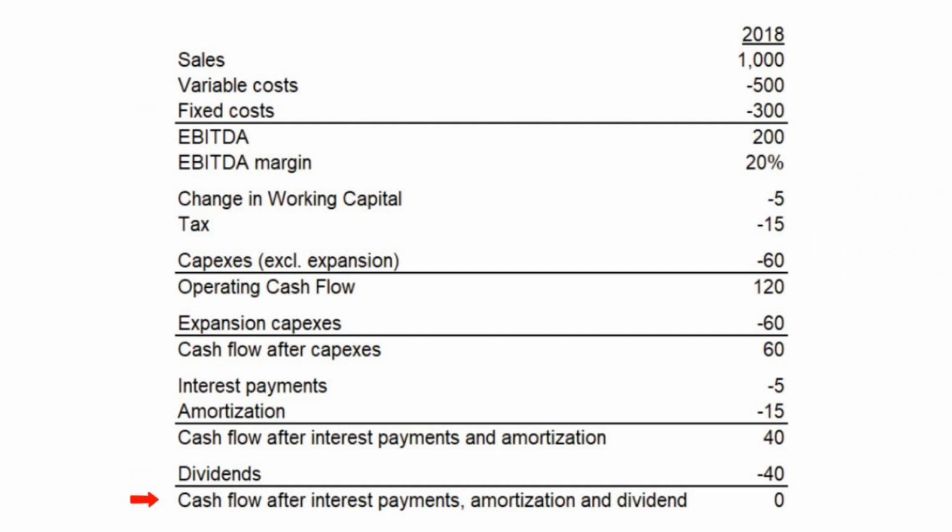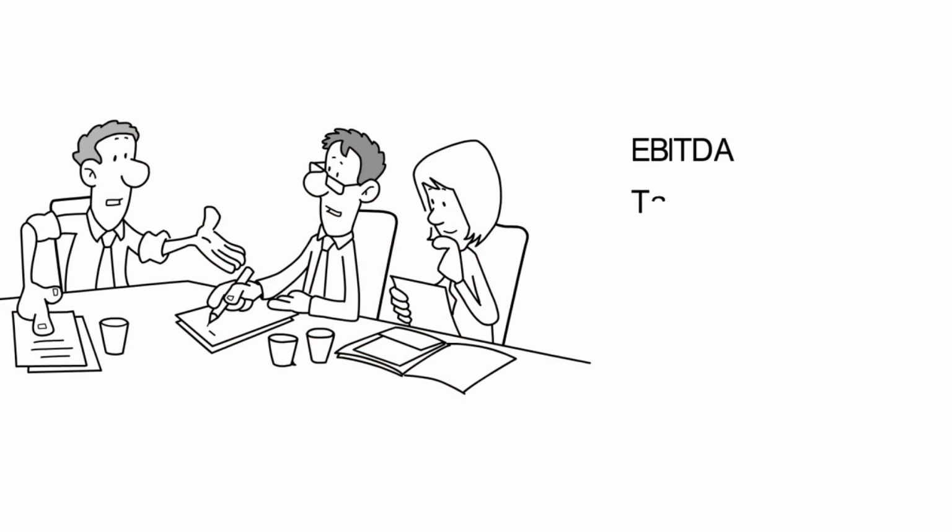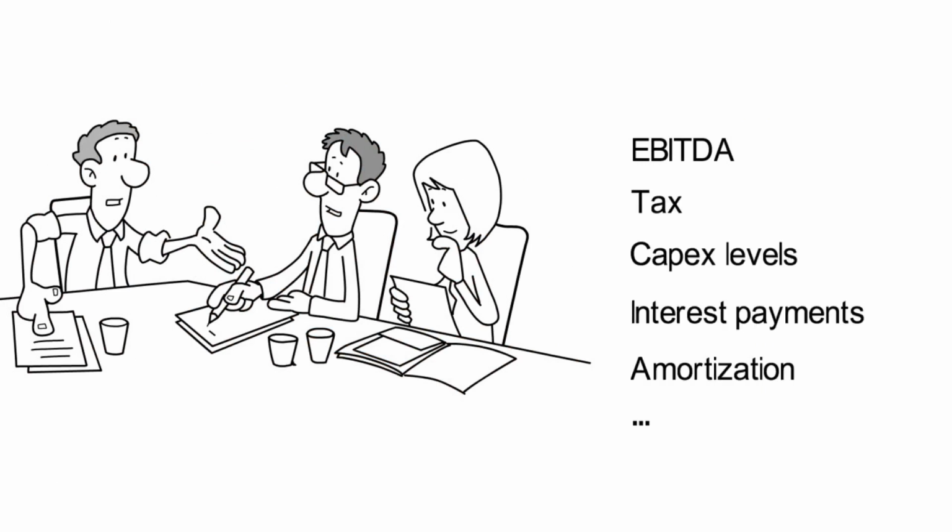Finally, you arrive at the company's net cash flow, which over time hovers around zero, unless the company adds liquidity to the bank account. This is a direct cash flow statement as opposed to an indirect cash flow statement that starts from profits and adjusts back to cash flow. If you talk about liquidity or financing, you need to talk about EBITDA, tax, capex levels, interest payments, amortization, etc. You need to talk about the whole sheet. That's all we'll be talking about, that type of cash flow.